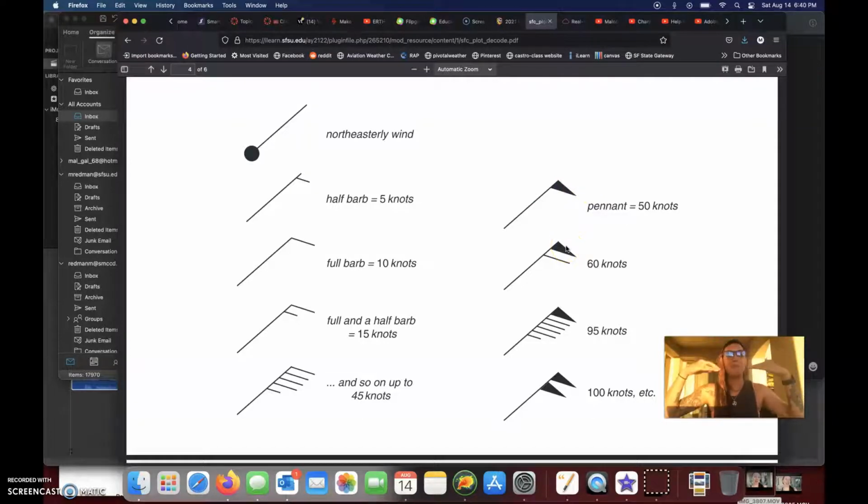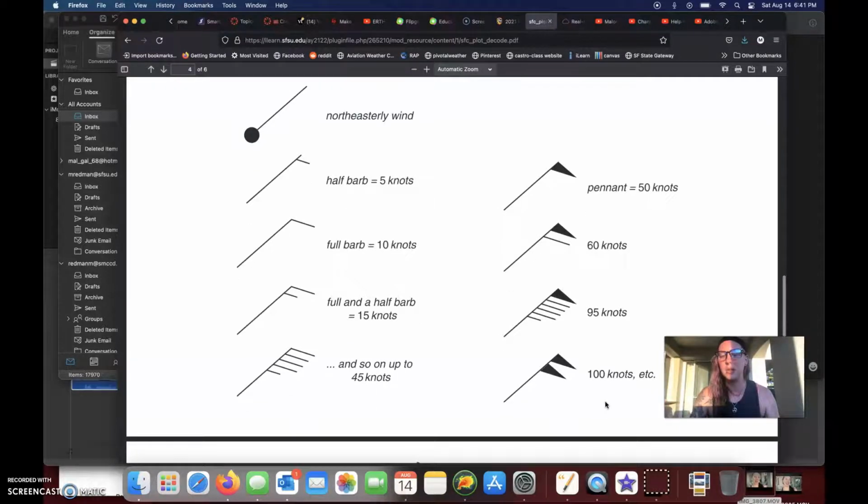And then the same procedure there. So if you have a flag plus a long barb, that's 50 plus 10, you got 60 knots. And again, that procedure just continues on until you once again reach another 50 knots. So then you would have 2 flags, which is 100 knots. And remember, knots are very, very similar to miles per hour. Knots just means nautical miles per hour. So 50 knots would be like 45 miles per hour, something like that.